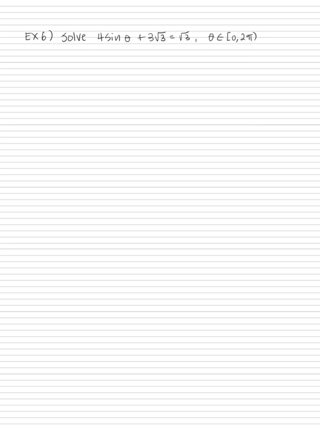Okay, let's do another one. Example 6, solve 4 sine theta plus 3 root 3 equals root 3, theta between 0 to 2 pi. So let's first try to solve for sine. So we have 4 sine of theta equals root 3 minus 3 root 3. So that's what? Negative 2 root 3.